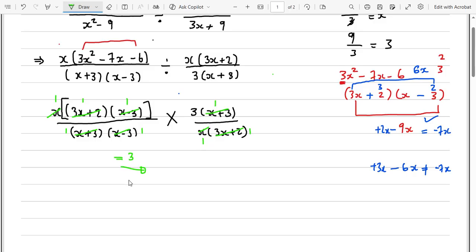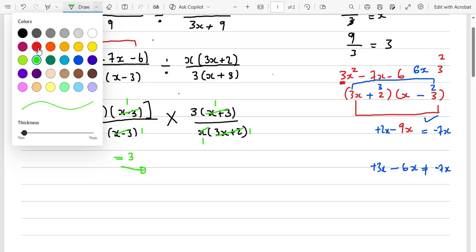Wow, this was a very long one. I never thought that it was going to take this long, but that's it. So now, in most cases, how are we going to collect those 6 marks? Remember, this was 6 marks, right?